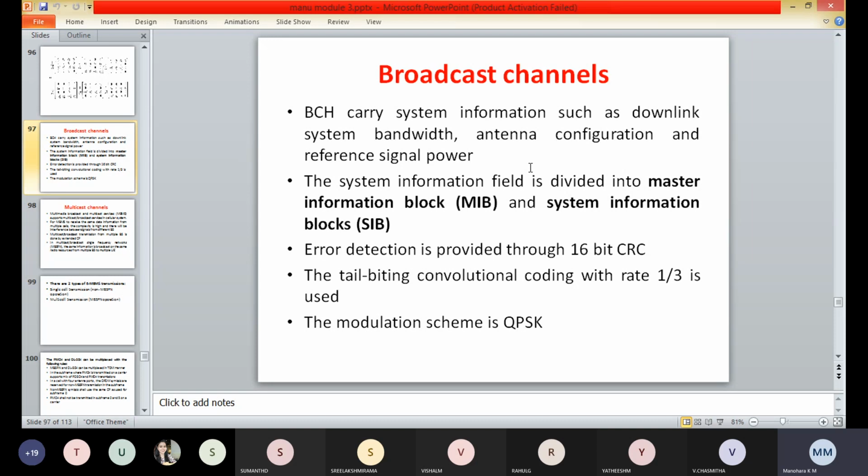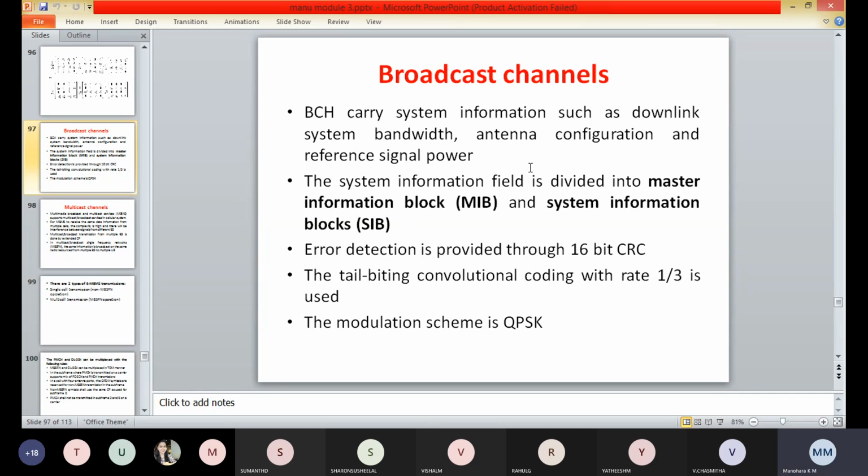So once the PBCH is detected and the MIB, that is the master information block, is decoded, the user equipment can extract the system bandwidth and the duplex mode.